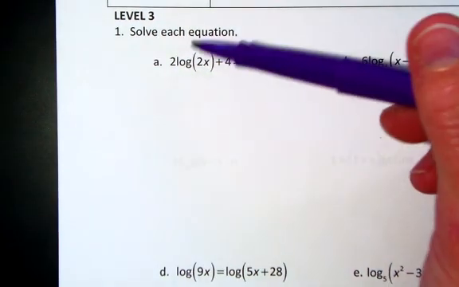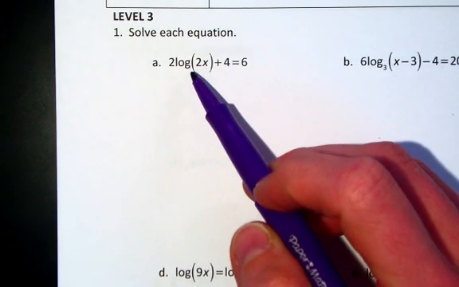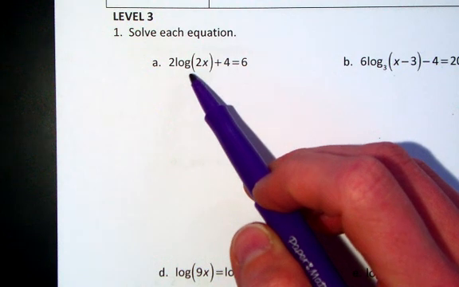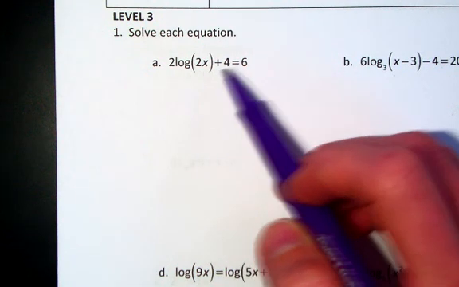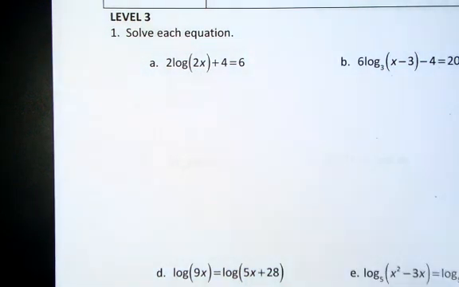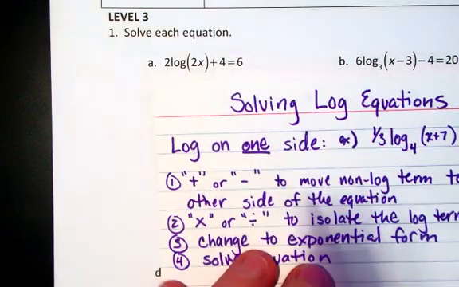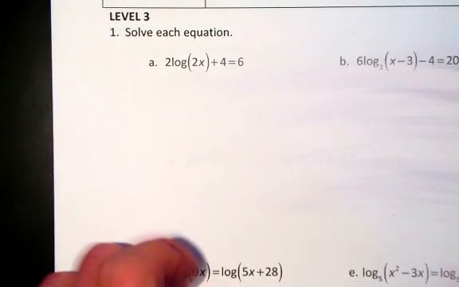We have 2 log base 10 of 2x plus 4 equals 6. So we take a look at our solving log sheet, and do we have a log on one side or a log on both sides? We have a log on one side.